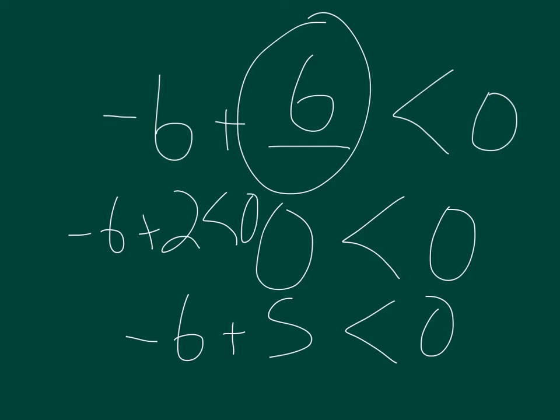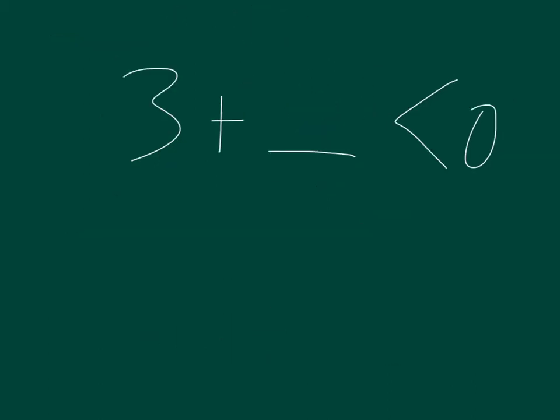What about negative numbers? What if I said -6 plus -2 is less than 0? Is that true? -6 plus -2 is -8. -8 is most certainly less than 0. Okay, so that works. So again, to read this, I'm saying -6 plus what is less than 0.